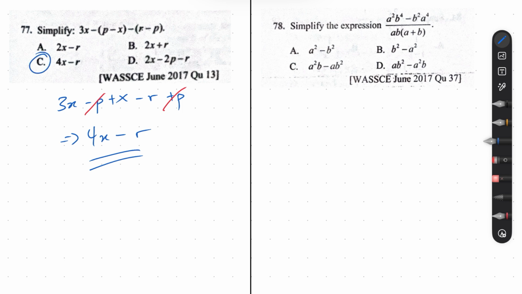Question 78 says simplify this expression. It looks a little bit tricky, but it's very easy. When you look on top here, you have a squared here, and then a to the power 4. You have b to the power 4 here, and b squared here. So there are some things common, a and b is common here. So let's try to factor out a squared b squared, because we can get a squared from here and b squared from here, and we can get b squared from here and a squared from here. So let's factor a squared b squared out.